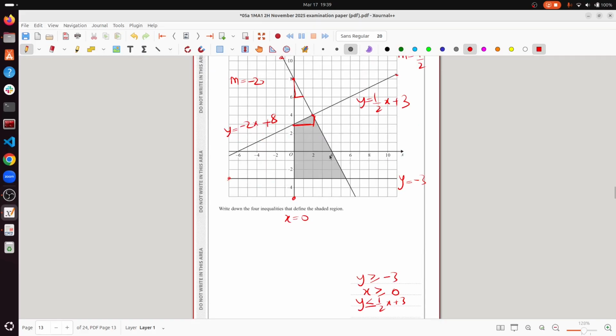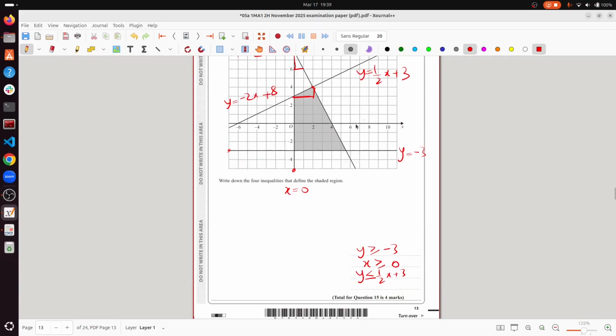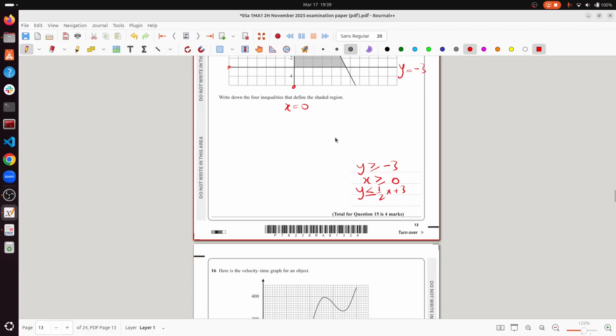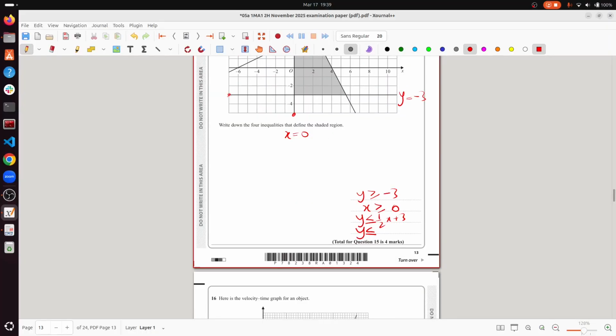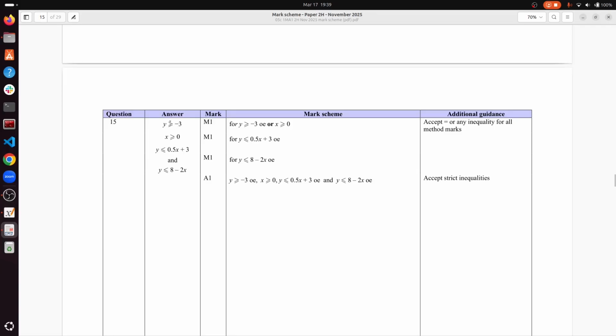The region is to the left of the line, so that becomes y is less than or equal to minus 2x plus 8. And those are my 4 regions, my 4 inequalities. y is greater than or equal to minus 3, y is greater than or equal to 0. Those 4 values are correct, except strict inequalities.